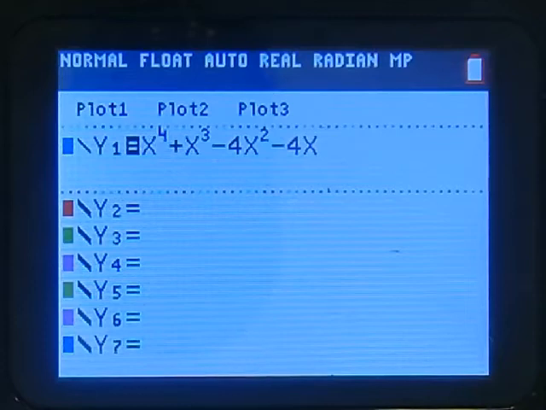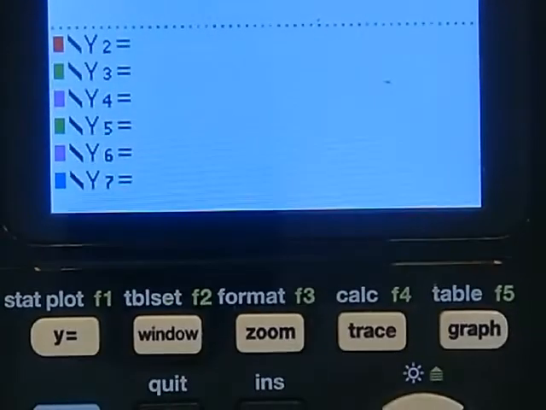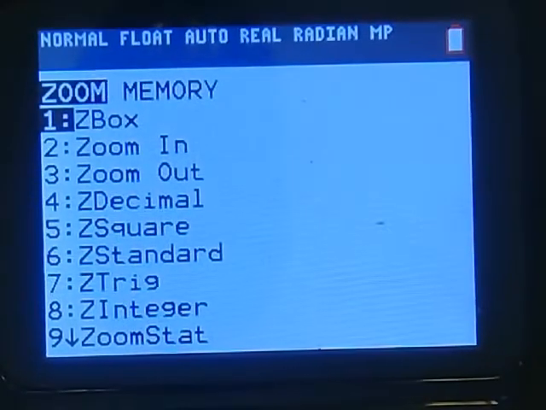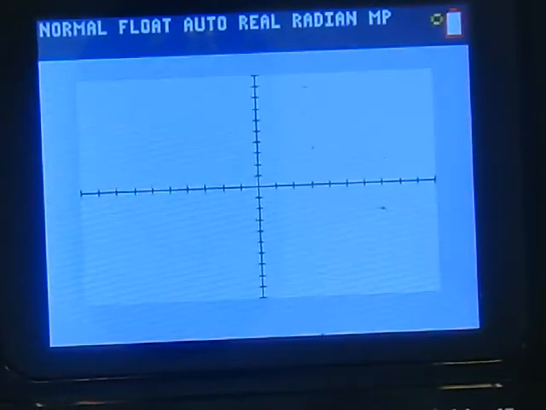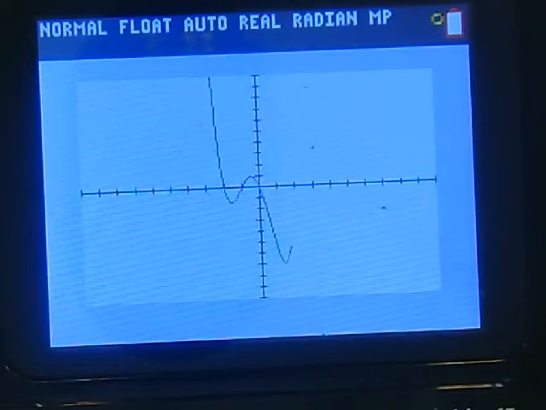Sometimes the best thing to do is just to start by hitting the zoom standard. So I'm hitting the zoom button here, and then I'm going to hit standard, which is number 6. You won't see my button push, but I'm hitting zoom standard, number 6. And I'm going to watch the thing graph here. It comes in from the left, and it goes out. Okay, so it's coming in from the north, going out in the north.